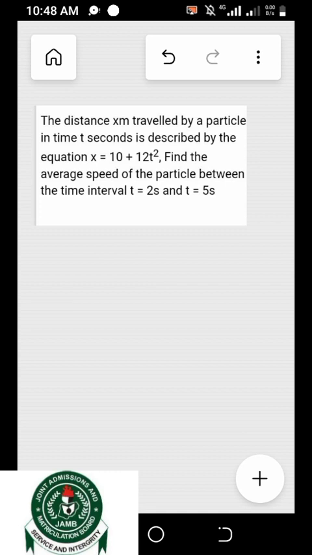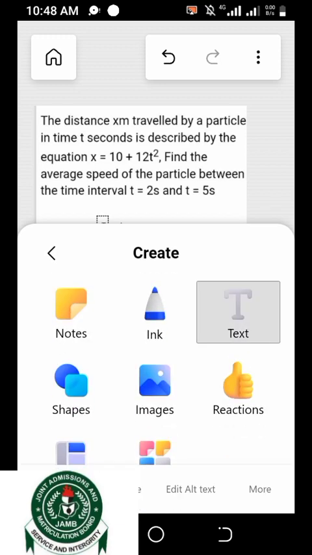We have x equals 10 plus 12t squared. Note that when you're differentiating a whole number, it is equal to 0. That is, when you're differentiating 10, it is equal to 0. So let's differentiate 12t raised to the power of 2.